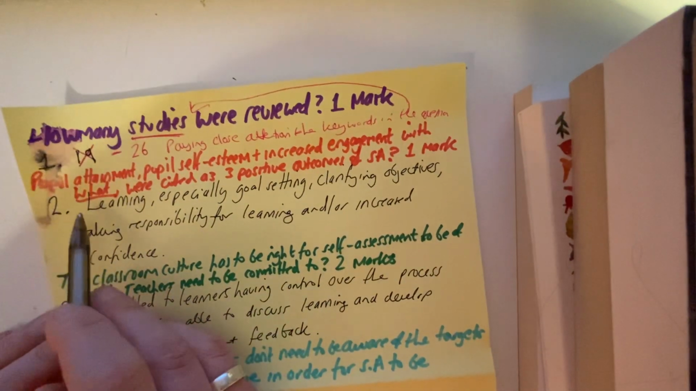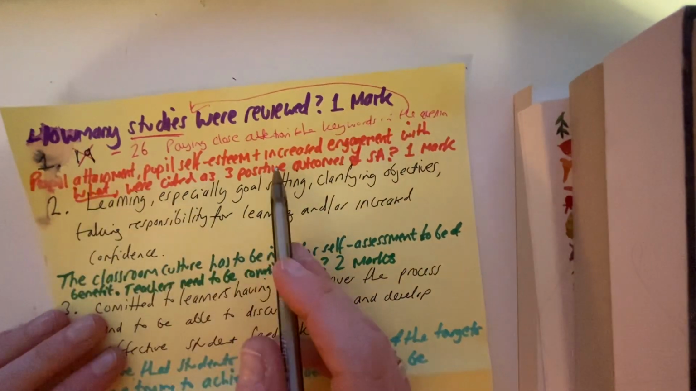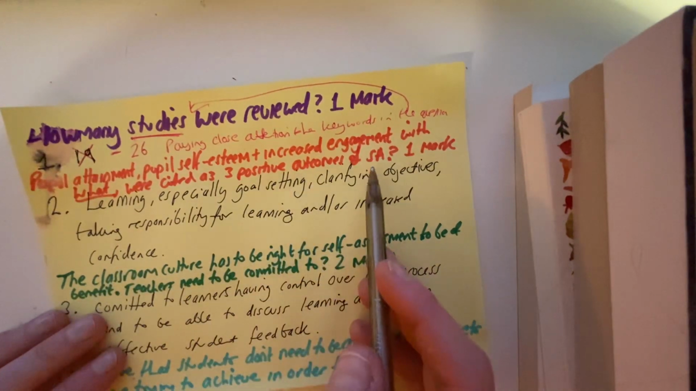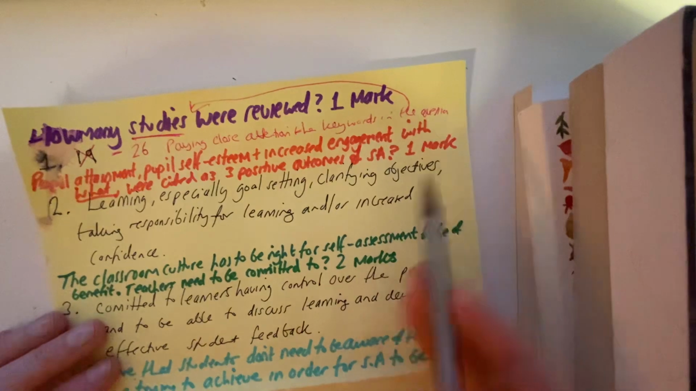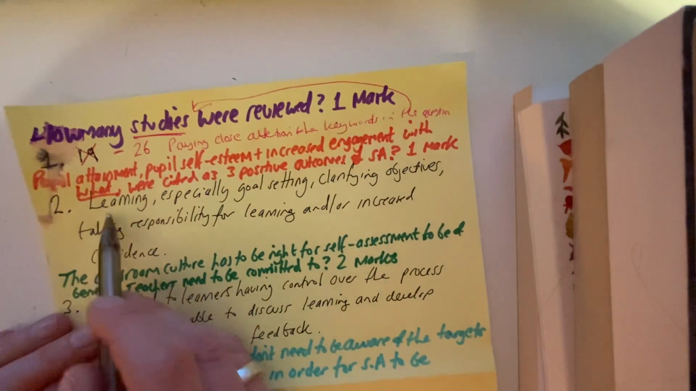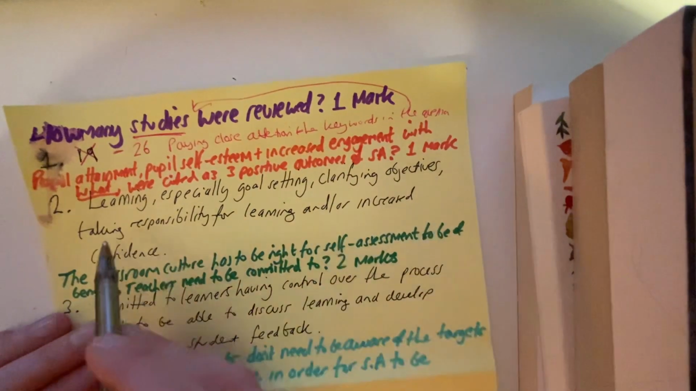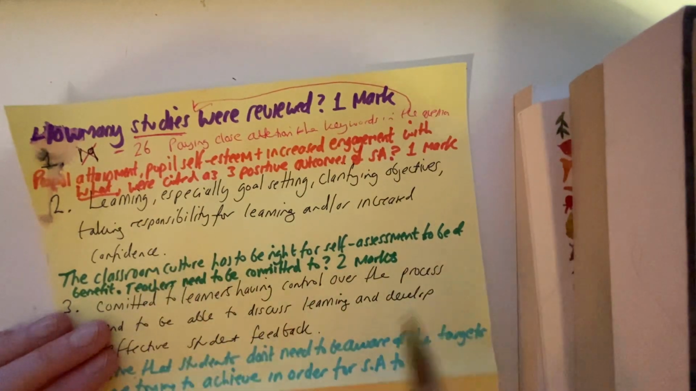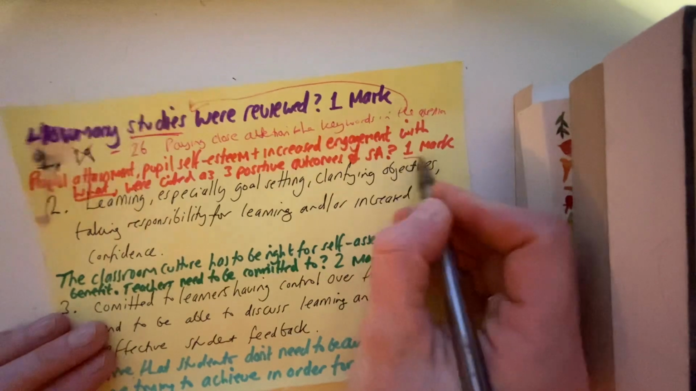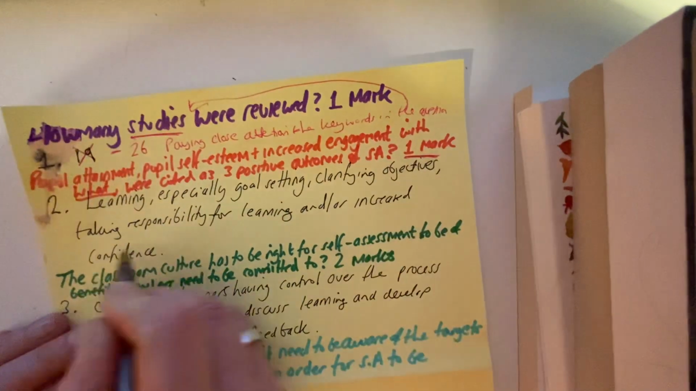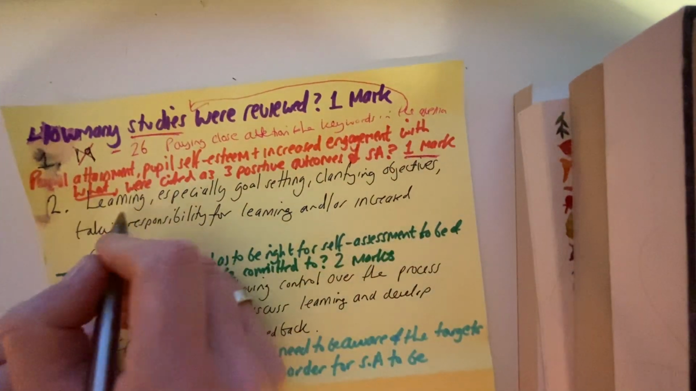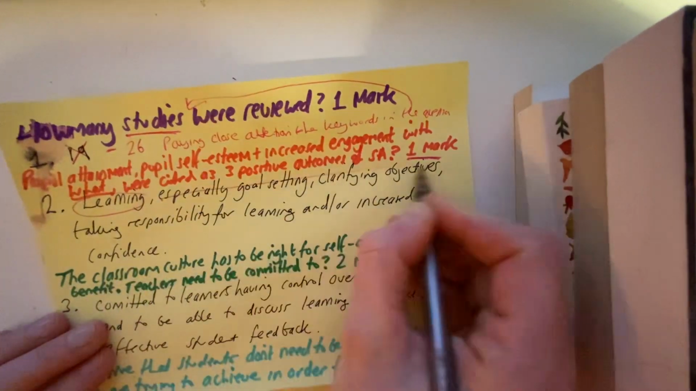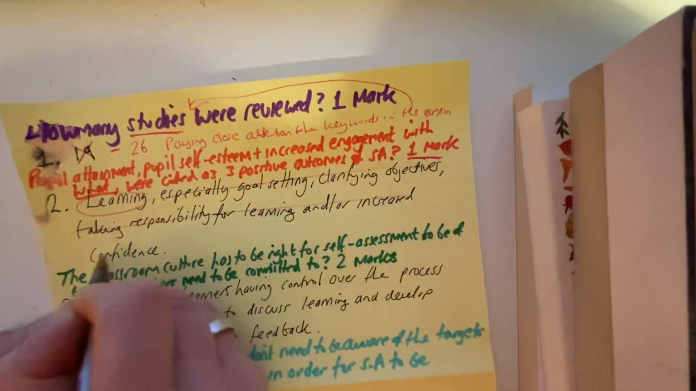Second question. Pupil attainment, pupil self-assessment, increased engagement with what were cited as 3 positive outcomes of self-assessment, and it's worth 1 mark. And this student has put learning, especially goal setting, clarifying objectives, taking responsibility for learning, and or increased confidence. Well, actually, you know what? This was only worth 1 mark. That's an awfully long answer for 1 mark. The only answer we needed actually was learning. The rest of it is just wasted the student's time.